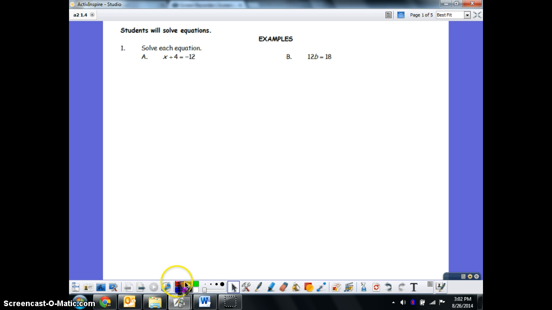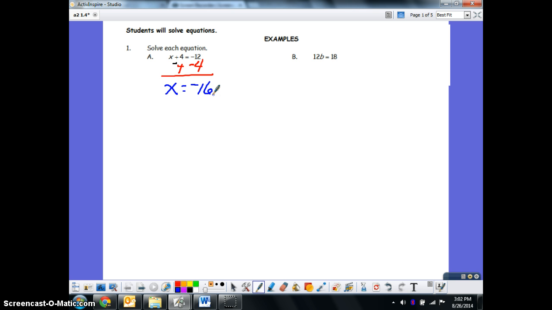In order to solve the first one, in order to undo the addition, we subtract that 4 from both sides. And then the solution we get is x is equal to negative 16. Negative 12 and negative 4 is negative 16.